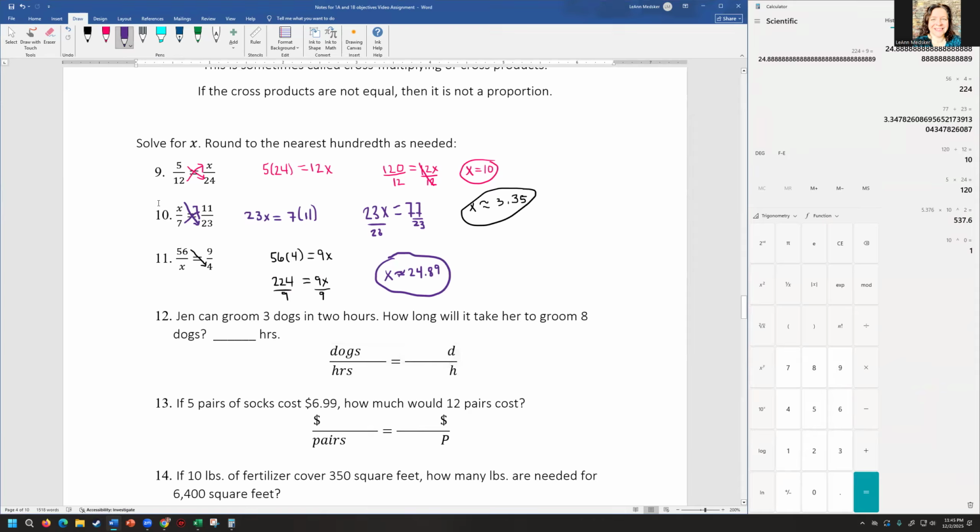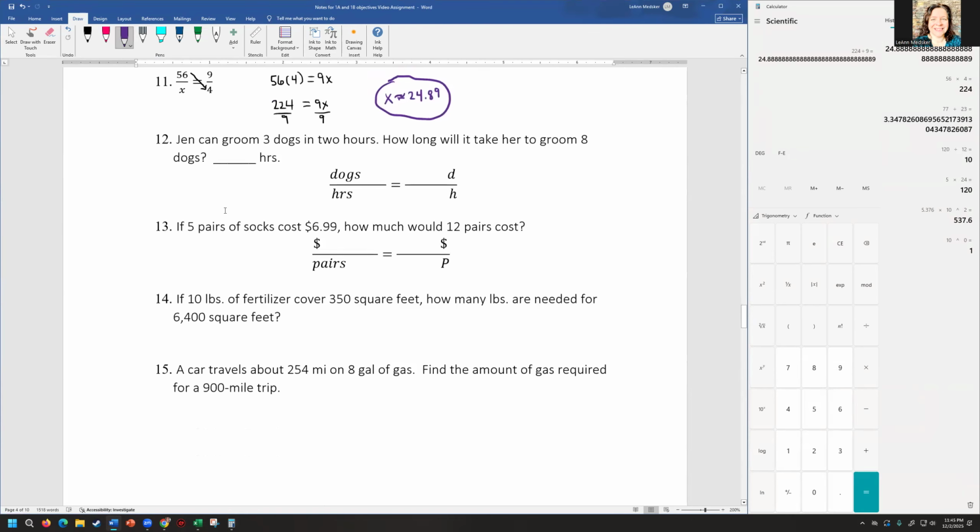Okay, so those are just some basics. They're already set up as proportions for us. We just needed to cross multiply and then solve. The next ones, we're going to have to make sure we get them into the proportion ourselves, and then we'll cross multiply. So it says Jen can groom 3 dogs in 2 hours. And again, we're assuming here she works at a consistent rate all the time. How long will it take her to groom 8 dogs?